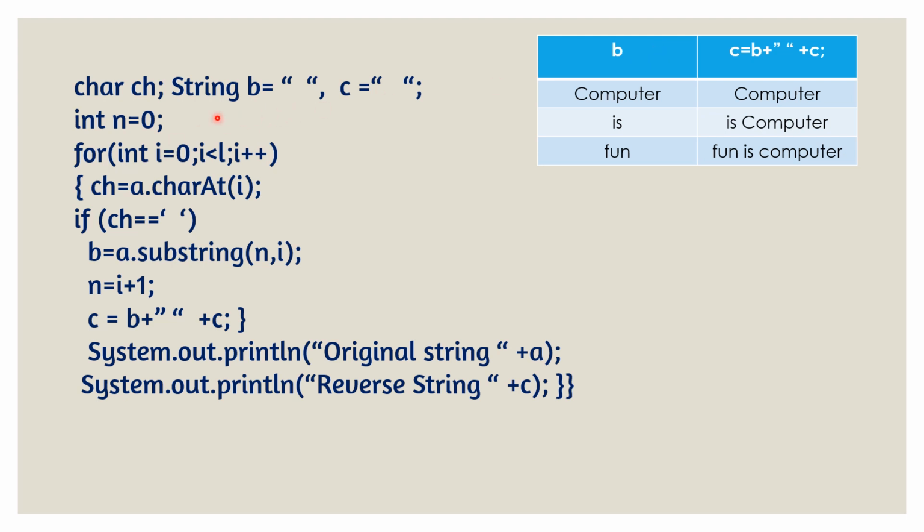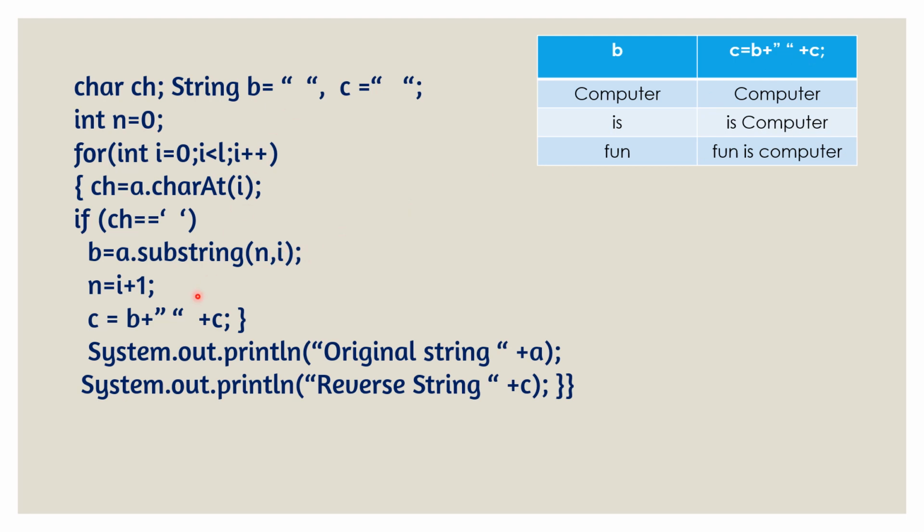Here we can see strings b and c declared. In c we will add the reversed string, and here the starting number n is equal to 0. The same loop and same logic which we did in the previous two programs, so I am not explaining it here. From 0 to L, character at i, and whenever a space comes, b is equal to a.substring(n, i). We are extracting the string, and then n is equal to i plus 1. We have discussed this already. So there is only one change here.